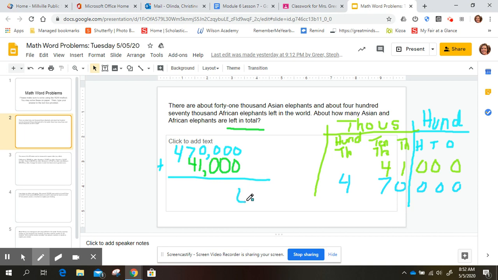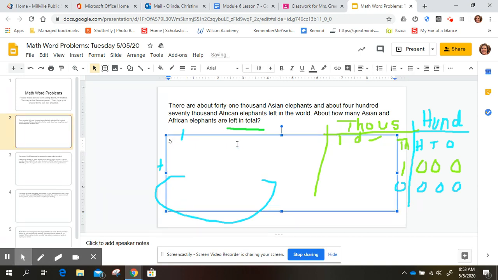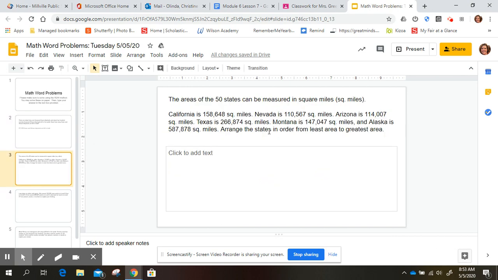And so now we can add these: 0 plus 0, 0 plus 0, 0 plus 0, 1 plus 0, 7 plus 4 is 11, and 4 plus 1 is 5. And so my answer would be 511,000 elephants are left in total. So I could type that here: 511,000 Asian and African elephants are left in total.